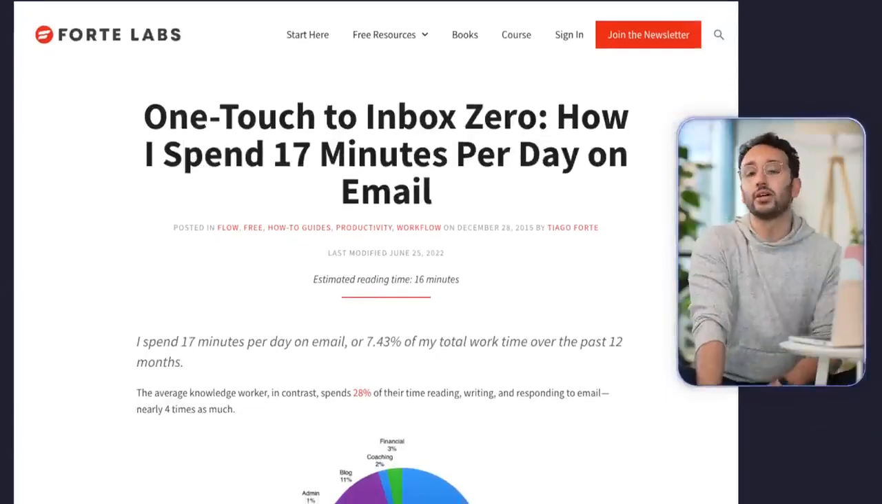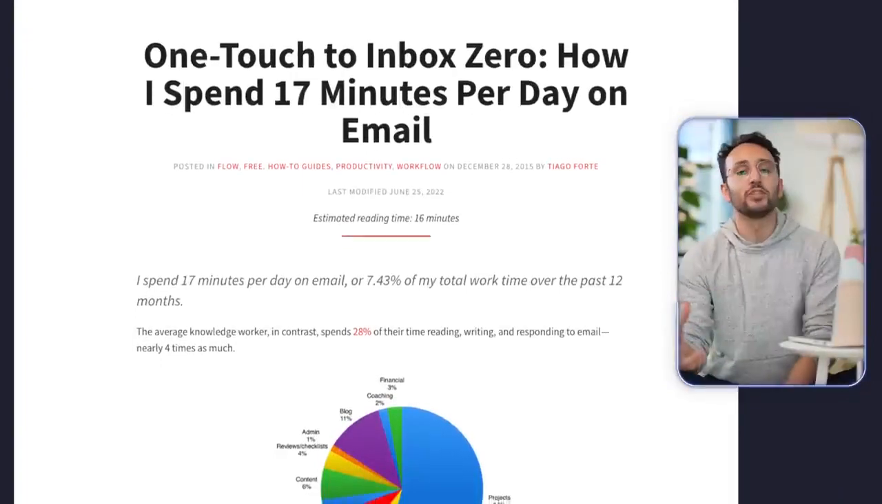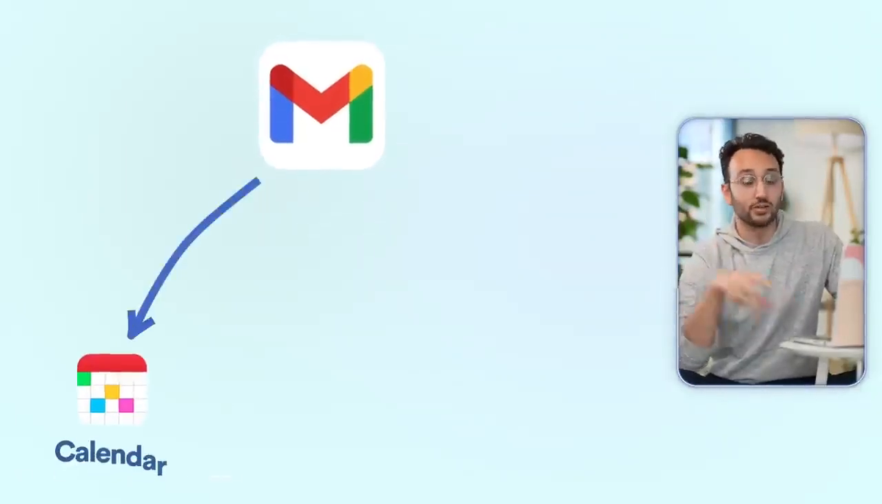Now, there's an approach to email that I really like from my friend Tiago Forte, who is, again, a productivity expert, and it's called One Touch to Inbox Zero. Basically the idea behind this method is that every email touches your inbox only once. If it's something that requires a calendar event, then it goes into your calendar, and then you archive the email.